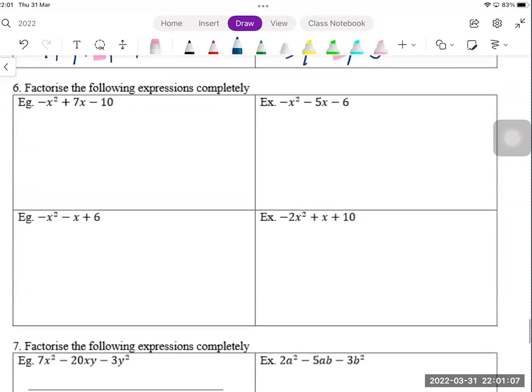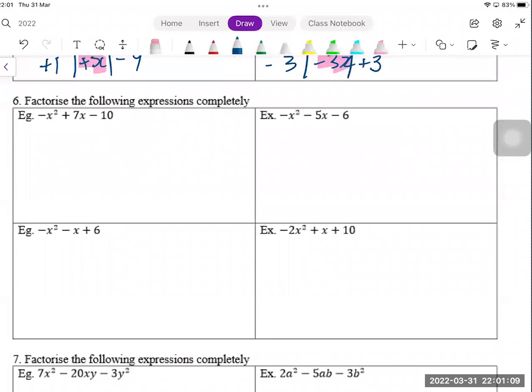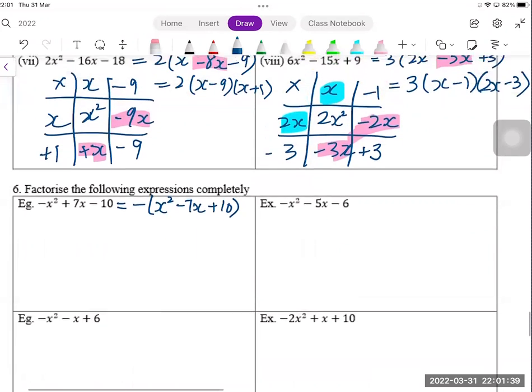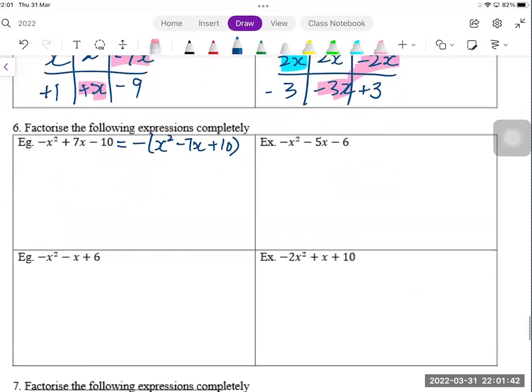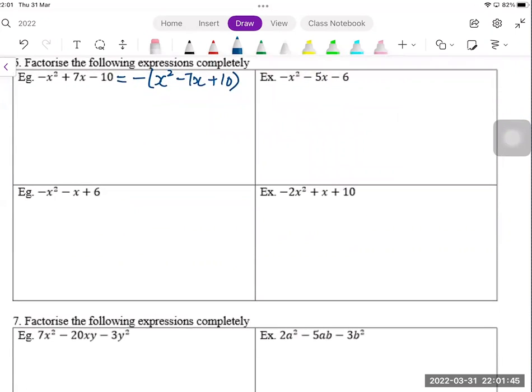Okay, so before that, let's look at question 6 together. You suddenly see, oh, my x squared is negative. Oh no, it looks a bit different. Don't worry. The easiest way to do this is simply by factorizing out the negative. So I factorize out the negative, I'm just left with x squared minus 7x plus 10. Correct? Just like how just now you factorized out a 2 or a 3 from everyone, you just need to factorize out a negative for everyone.